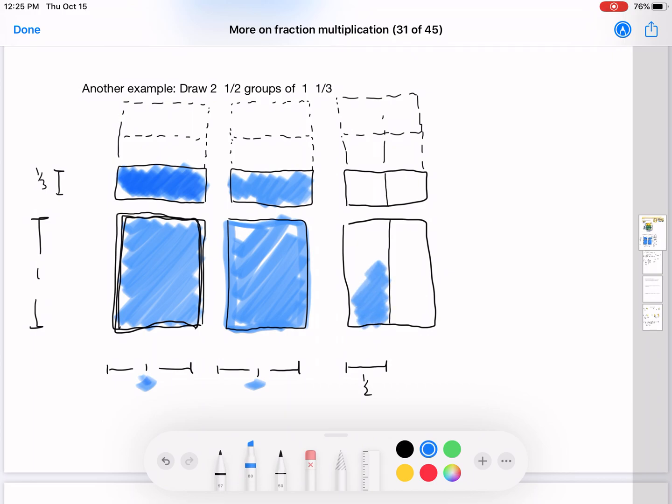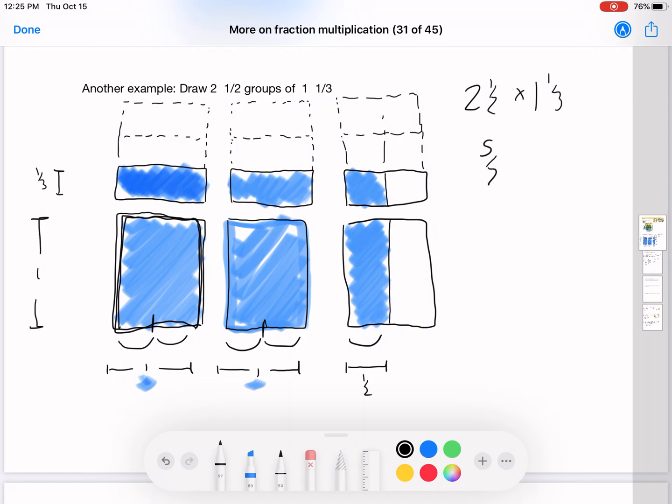Now I can see what we have here. 2.5 groups of 1 1/3 is equal to 2.5 times 1 1/3. If I cut these into halves, I can see that this 2.5 is really a half, 2 halves, 3 halves, 4 halves, 5 halves. So that is equal to 5 halves. And if I chop this into thirds this way, I can see I've got 1/3, 2/3, 3/3, 4/3. So 2.5 times 1 1/3 is really 5/2 times 4/3.